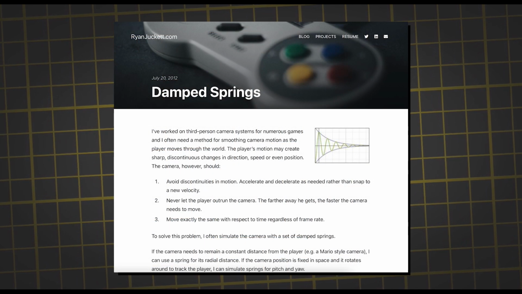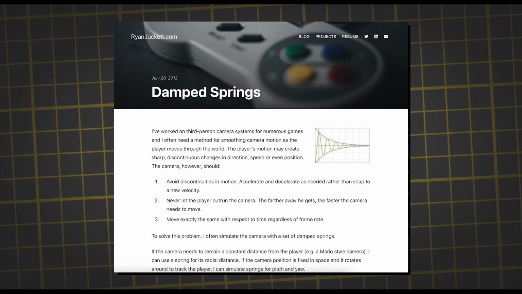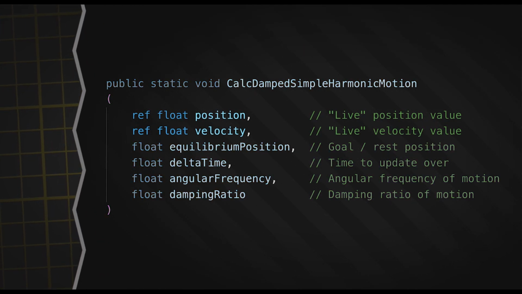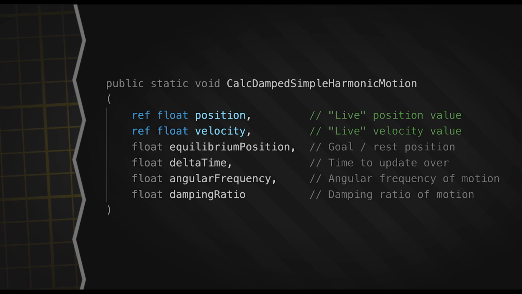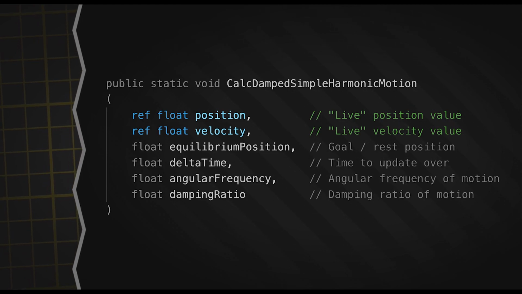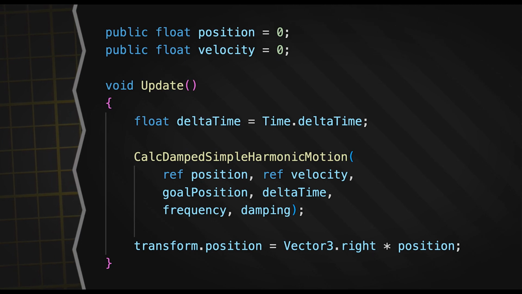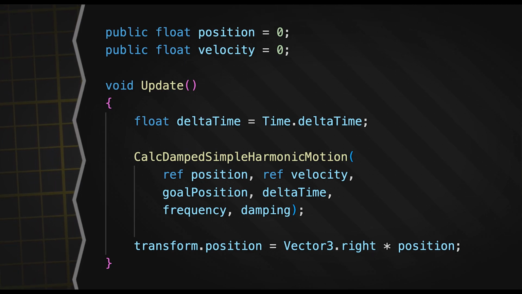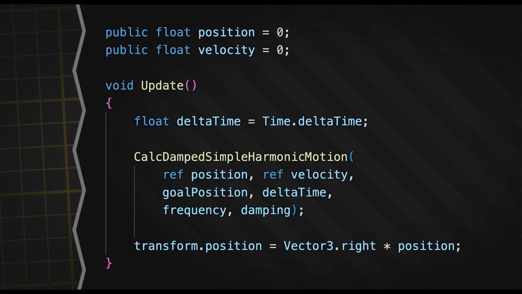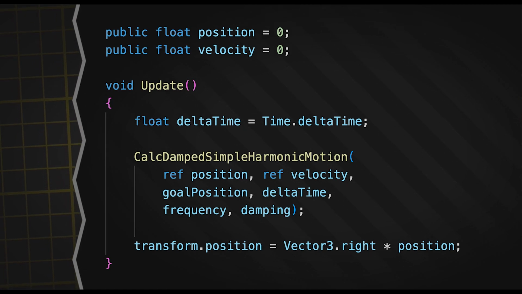Code-wise, we love Ryan Juckett's implementation, which is linked in the video description below. This function has 6 parameters. The first 2, position and velocity, track the state of the spring. Since they use the ref keyword, we expect the spring code to make changes to these values. After calling the spring code, we can use these values as is. The function will keep the position and velocity up to date.